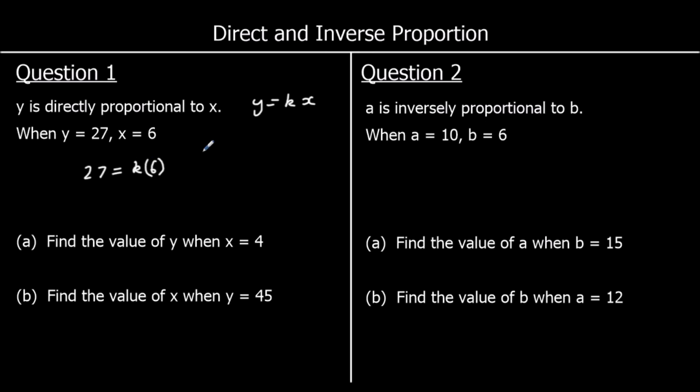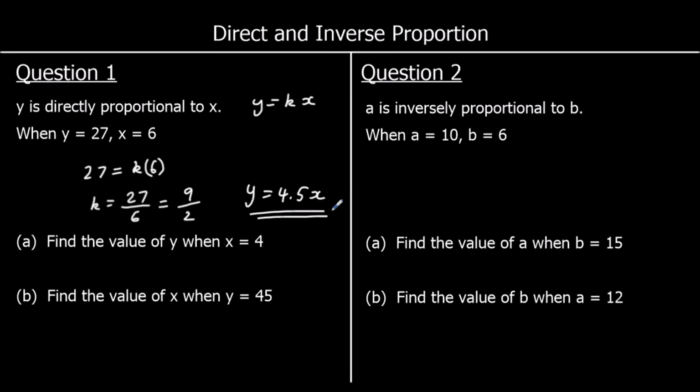To get k by itself, divide both sides by 6. So k is 27 over 6. And they're both in the 3 times table. So that is the same as 9 over 2, or 4.5. So the relationship is y equals 4.5x.